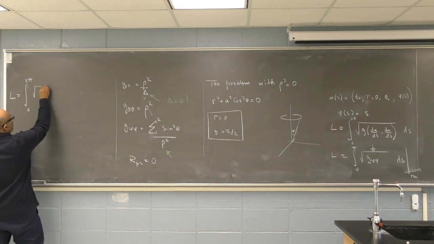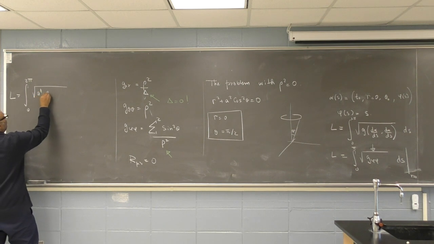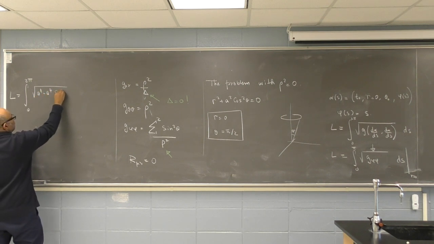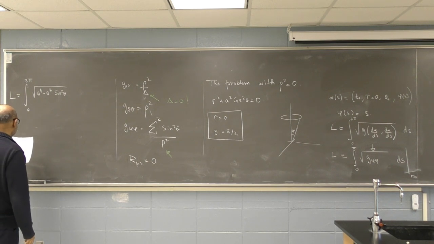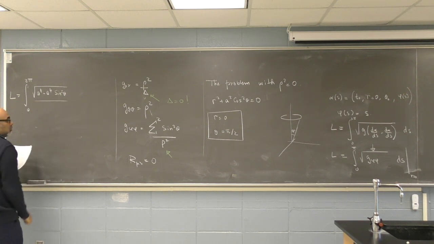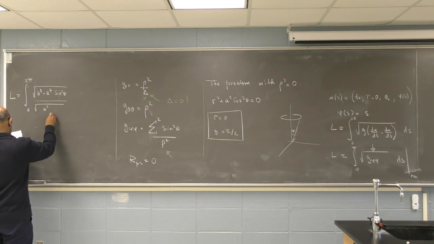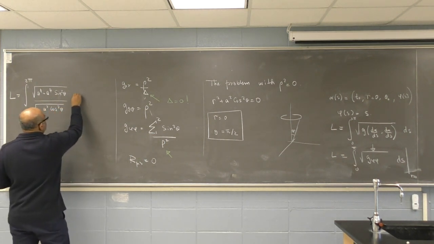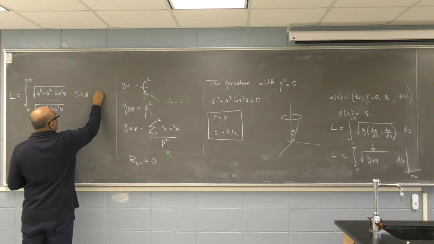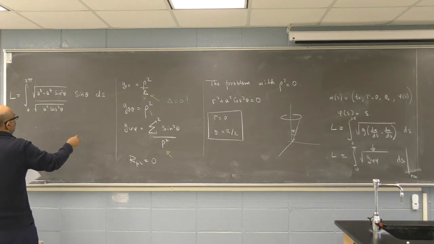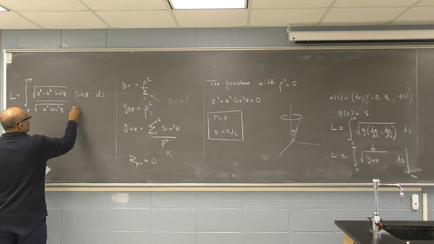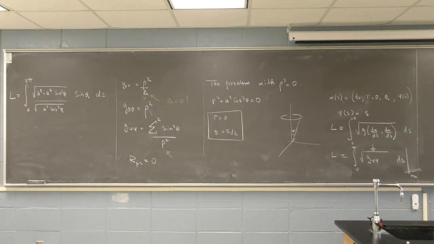And it turns out it is a to the 4th minus a to the 4th sine squared theta over the square root of a squared cosine squared theta, and then there's sine squared theta ds. There's no s dependence anymore, and this is at some fixed angle. Well, this is just 1.